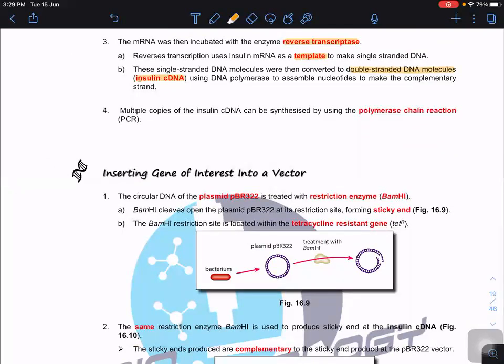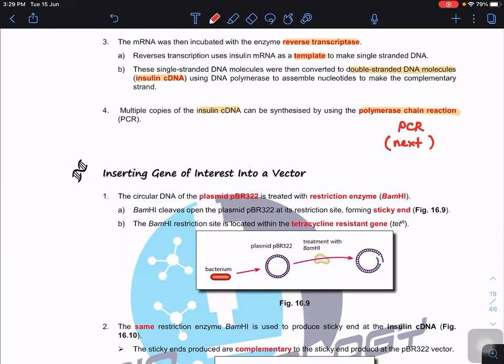And here I want to introduce also that the insulin cDNA can be synthesized by polymerase chain reaction, or PCR. This part, no worry yet. We're going to learn it in PCR tomorrow, in the next lessons. At this moment, no need to worry yet.